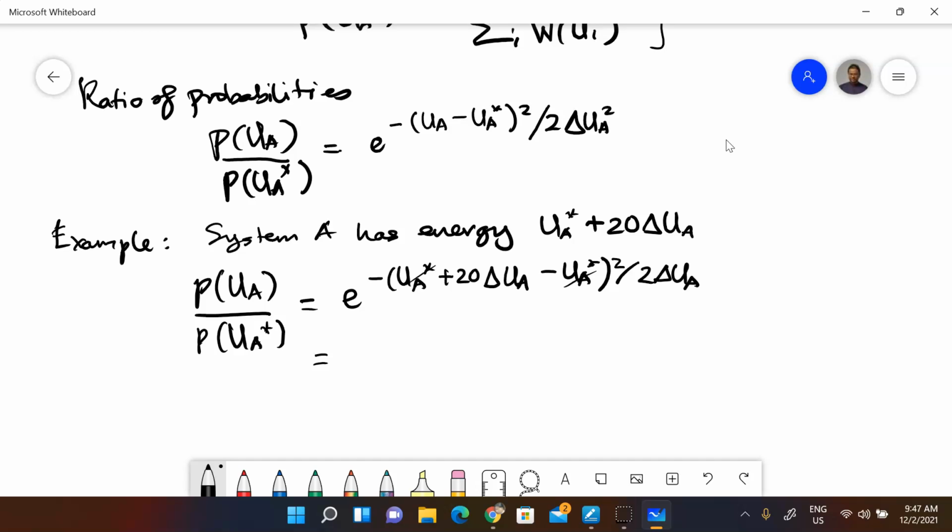Oh, okay. I've forgotten about the square here. Okay, remember there's a square there. So that settles that. So in other words, this gives me e to the power of 400 divided by 2, your delta UA squared cancels off, so you get this very small number. So this probability is very much less than this probability. Okay.